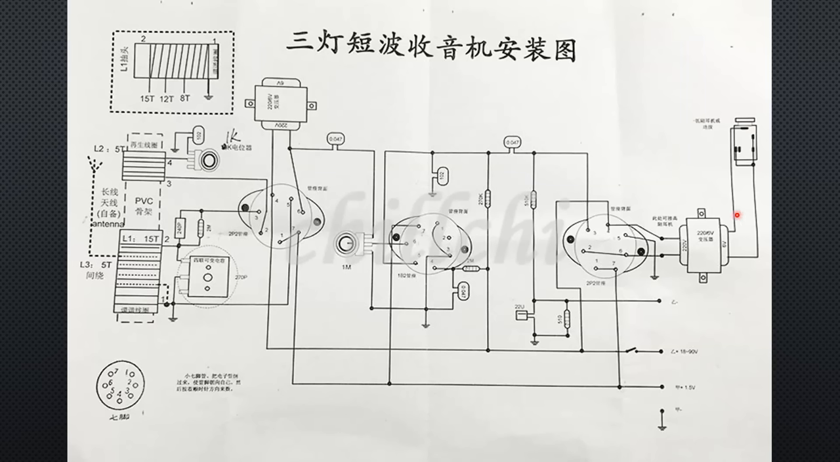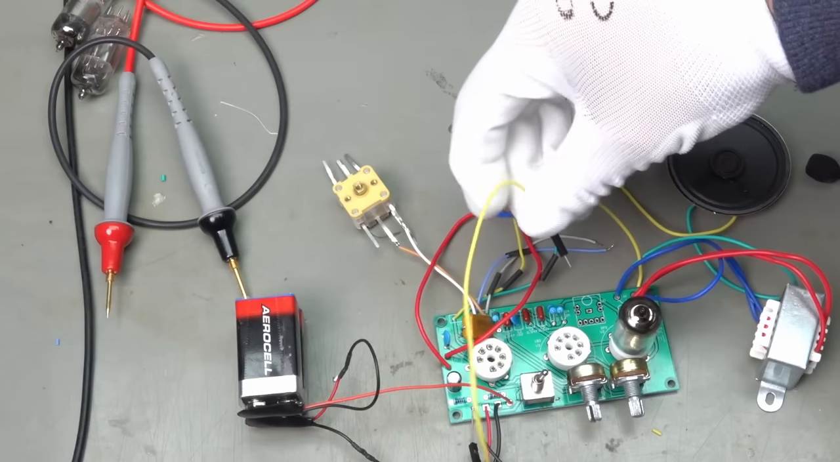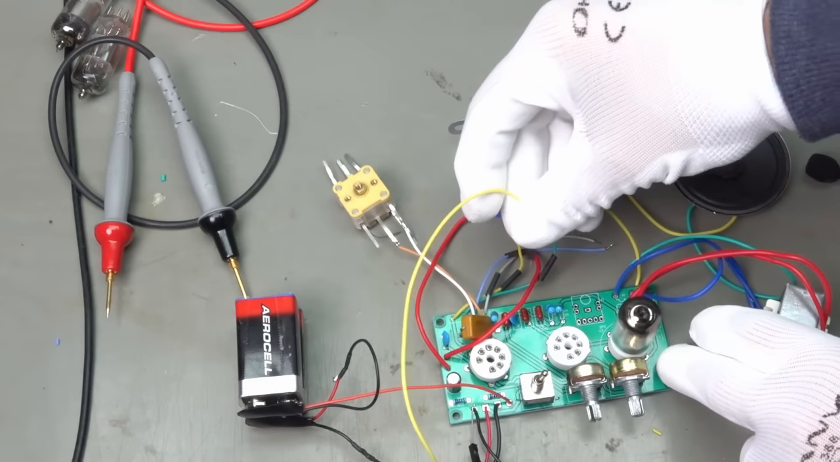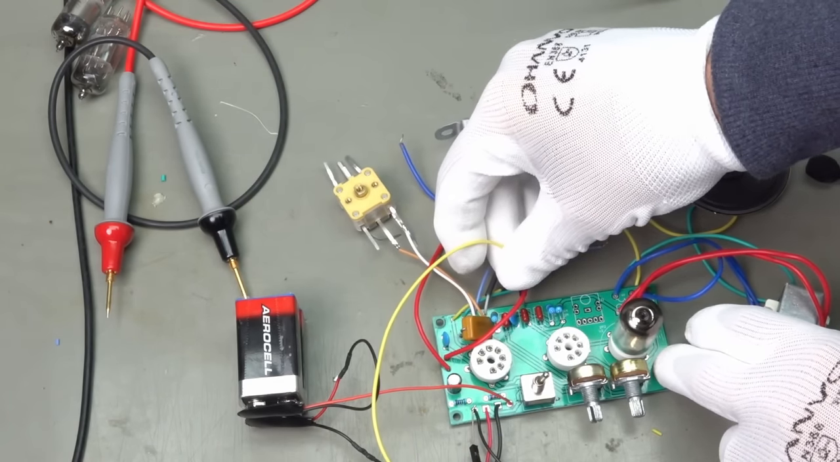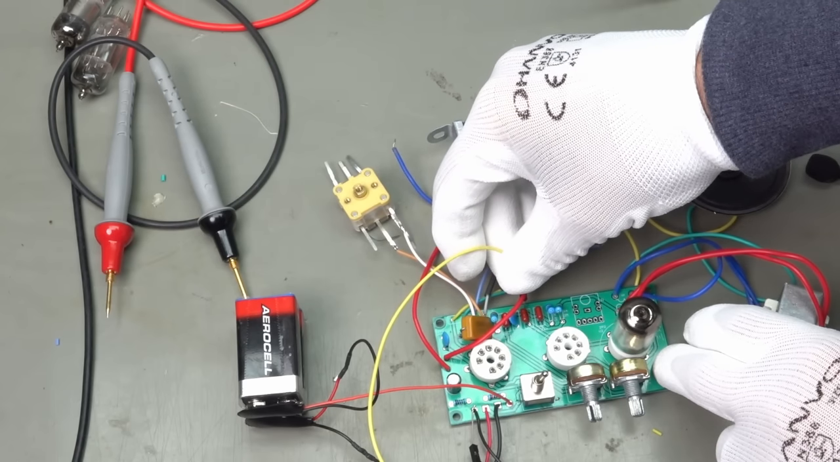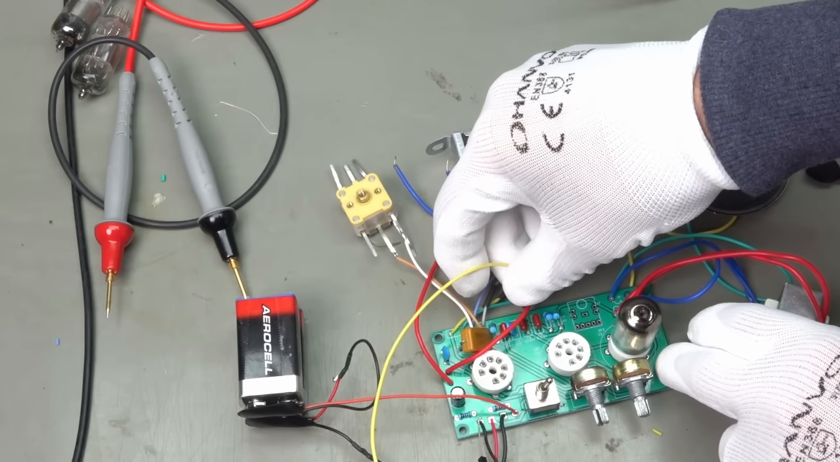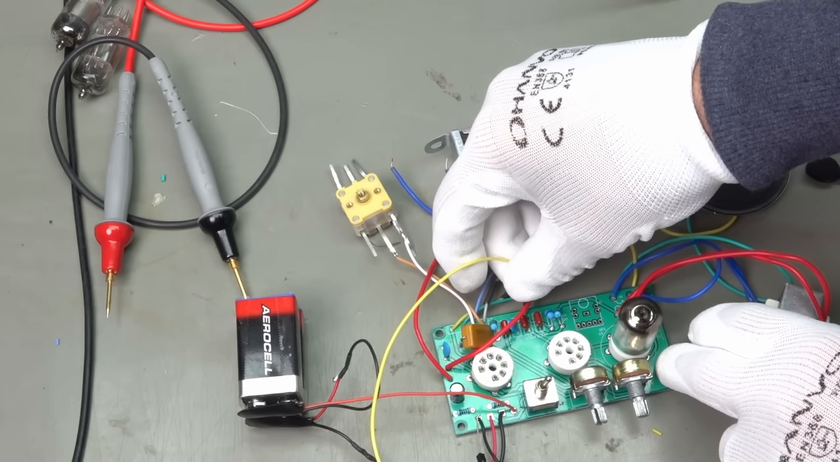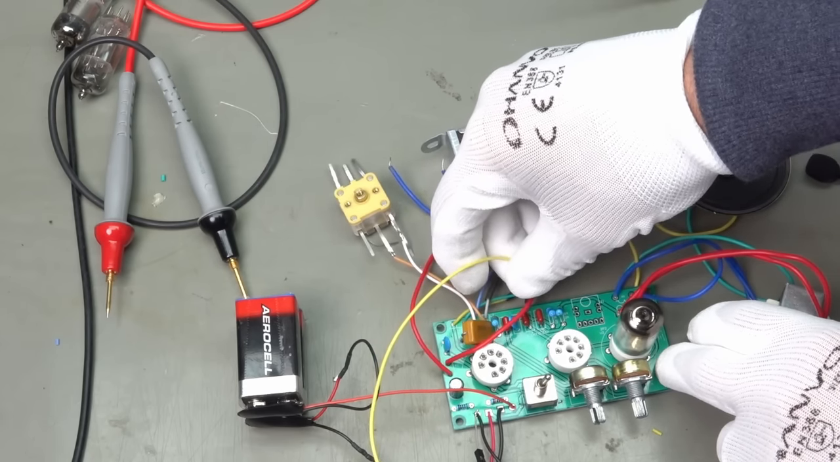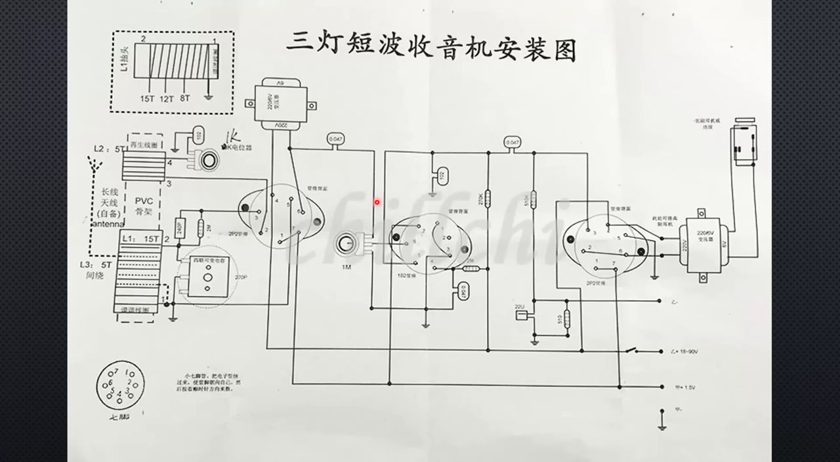The test is simple. I do not populate tubes 2 and 3 and inject a signal to this point. Of course, I use a capacitor in series to protect my signal generator. 19 volts can be deadly for a modern instrument. And really, we hear the 1 kHz sound loud and clear. It seems this stage is okay. So I populate the next tube and insert the signal here.